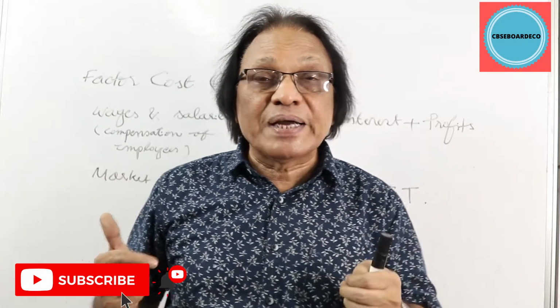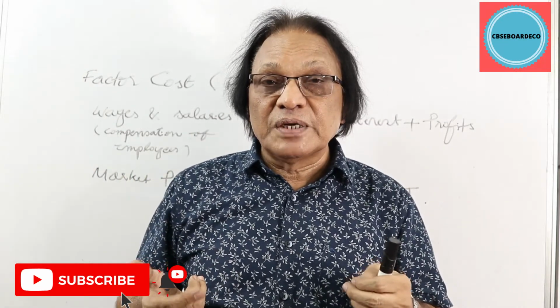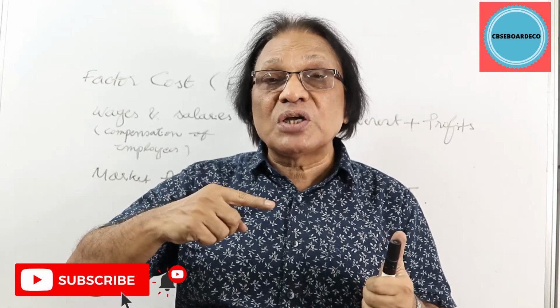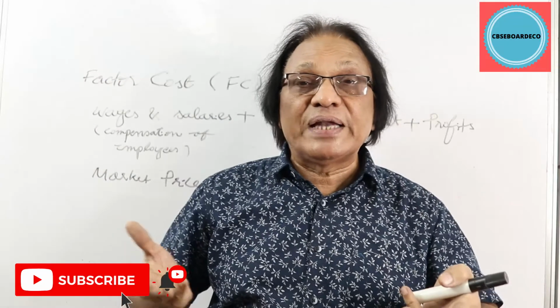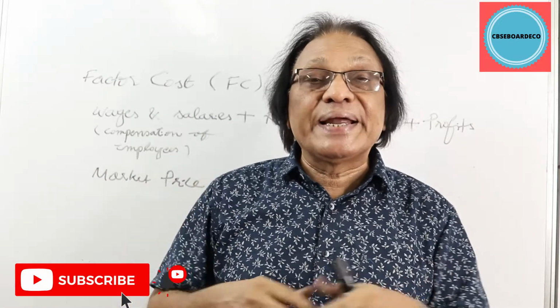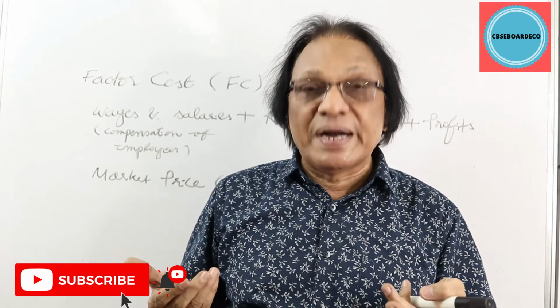Now, how do you define market price? Market price is the price of the commodity in the market. That means it includes factor cost plus indirect taxes minus subsidies. We take the net value NIT. Factor cost plus NIT will be market price. Market price is the price of the commodity in the market.